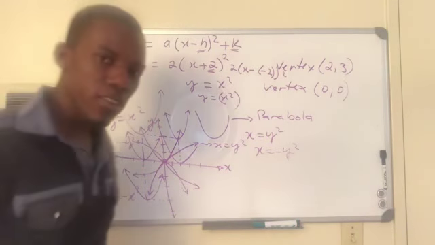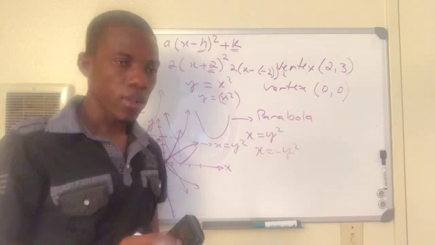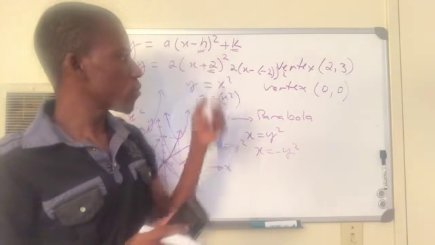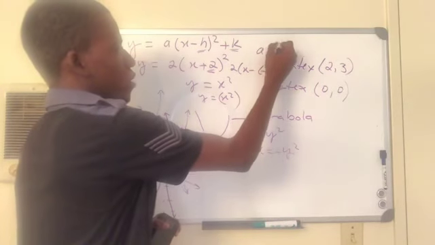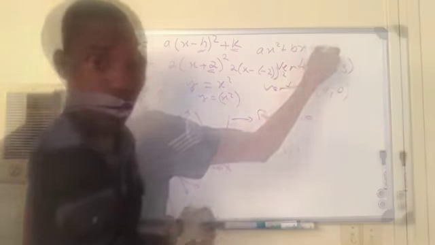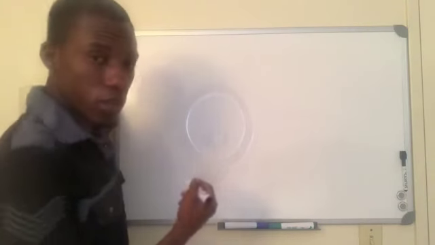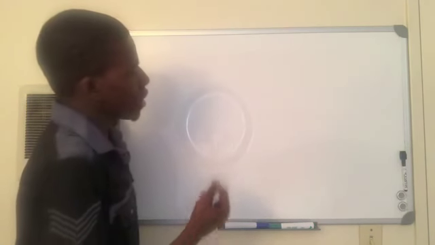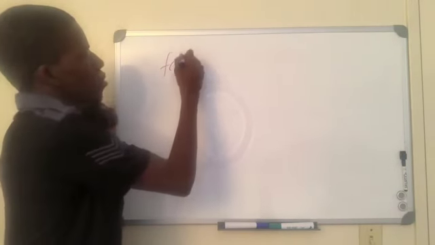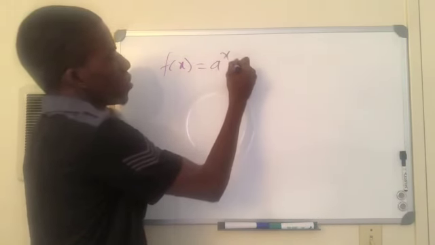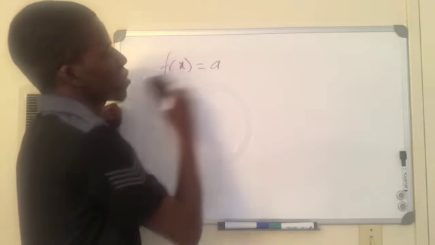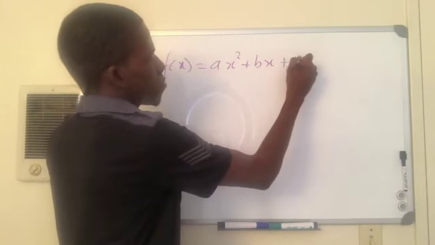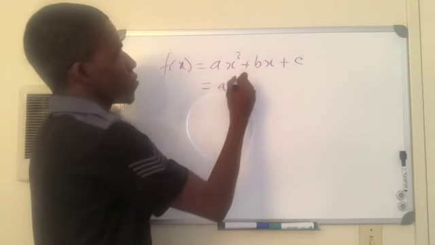But the biggest question is, what if the parabola is not in this form? What if it's in this form, ax squared plus bx plus c? Okay guys, so for the trinomial, the parabola, we know that the trinomial can be in this form. Like I said before, it can be in this form, or it can be in this form.